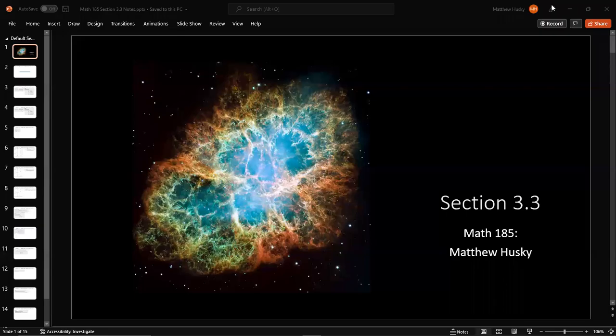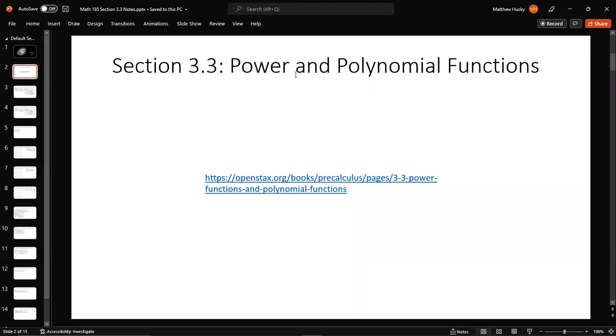Hello, hello. Let us look at section 3.3. This is about power and polynomial functions. There's the link to the textbook section for those playing the home game.